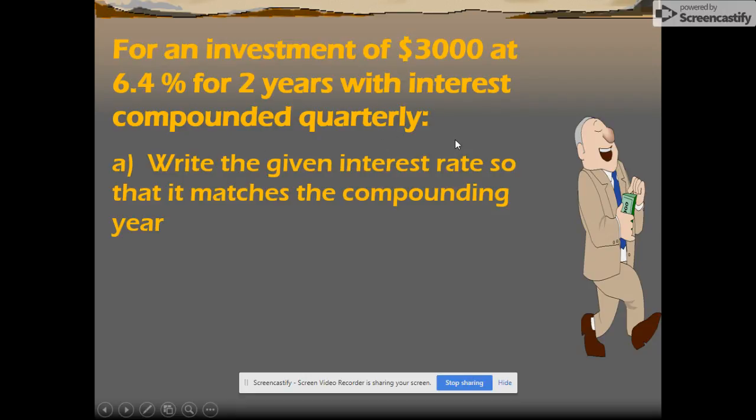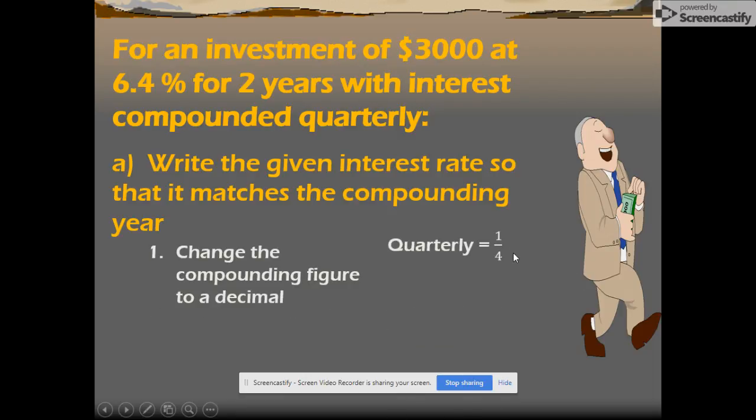Okay, so we go like this. Change the compounding figure to a decimal. So we know that it's quarterly, so it's a quarter. And to change it to decimal, you go 1 divided by 4, or you probably know already that it's 0.25. We know we've changed it to a decimal.